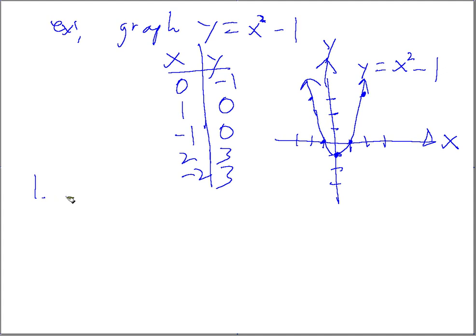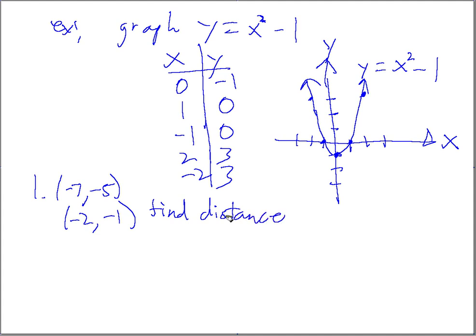All right. So number one, let's go ahead and give you 2 points: -7, -5. All right. And the second point is -2, -1. And I want you to find both the distance between them and the midpoint between them. So find distance, that's an S right there, and midpoint. So do both. Oops. All right, so find distance and midpoint. I should maybe write that a little better. Sorry about that.